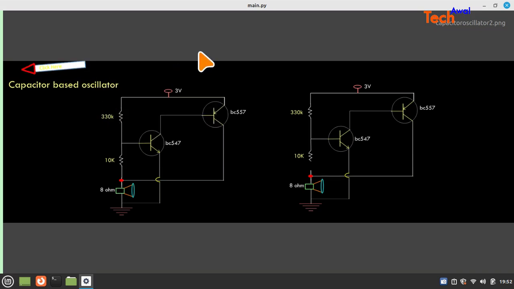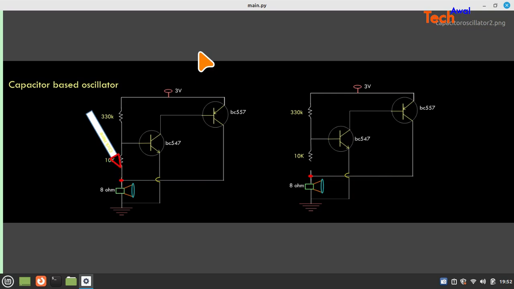Okay, so at the beginning there is no capacitor. That means it's a pure short circuit. If it is a pure short circuit, there will be current flowing through it. Okay, and the speaker is receiving the current.